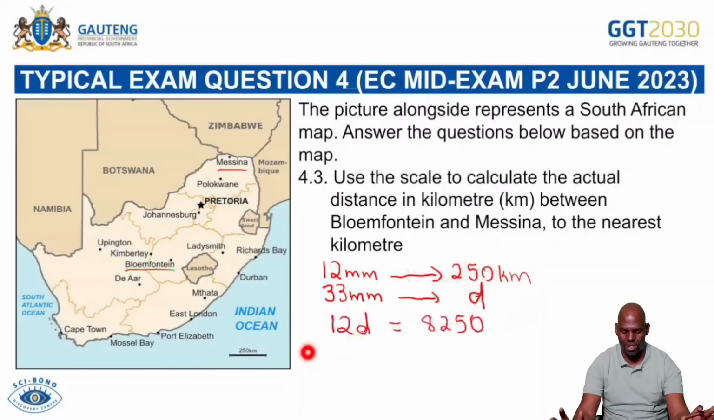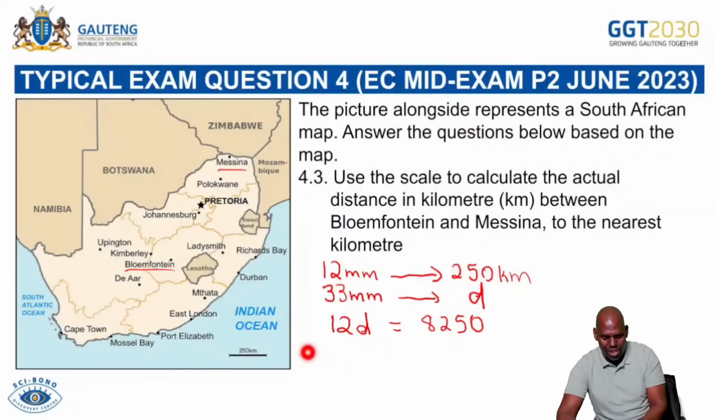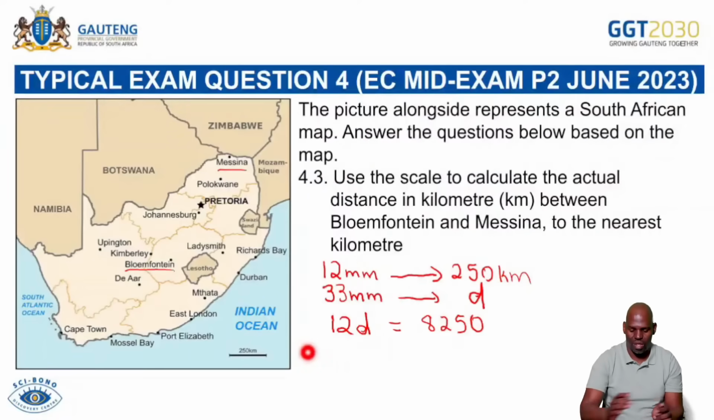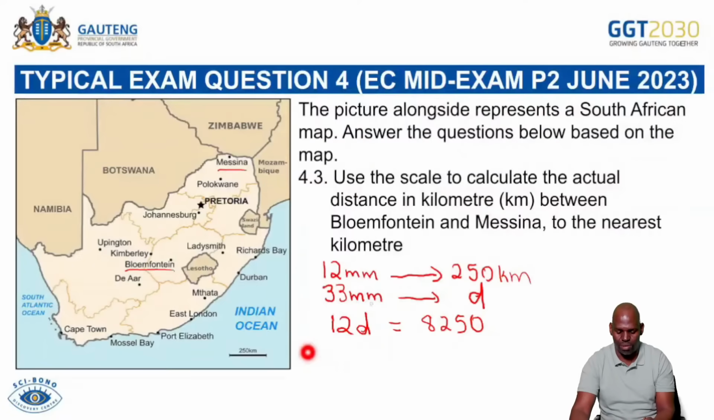Don't worry about the units, because if we are looking for D, in the end, we know that this D will be in kilometers. We don't have to worry about the millimeters. What we have to be sure of when we do this method is that the same units are on the same side, like the millimeters and millimeters are on the same side. So whatever we find on the other side will have the same unit as well.